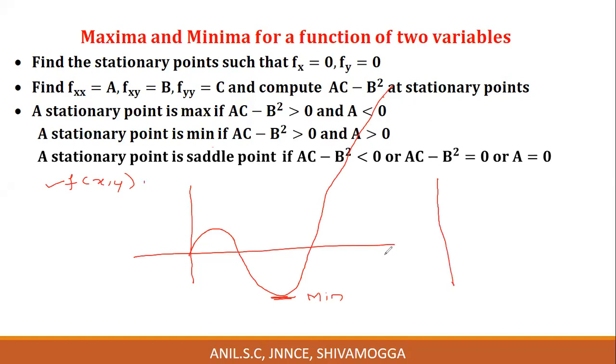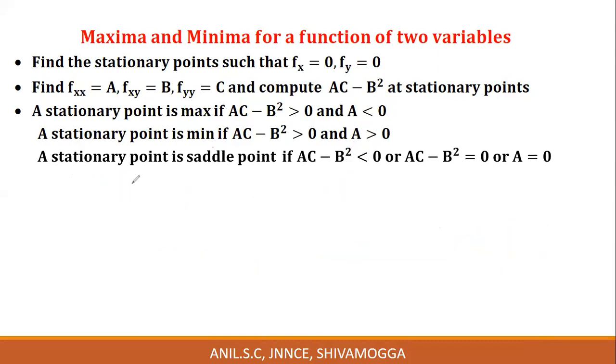Consider one more curve. It goes like this, up to minus infinity. Here we cannot find the minimum value, but we can find only the maximum value. This is the maximum value and this is a minimum value.